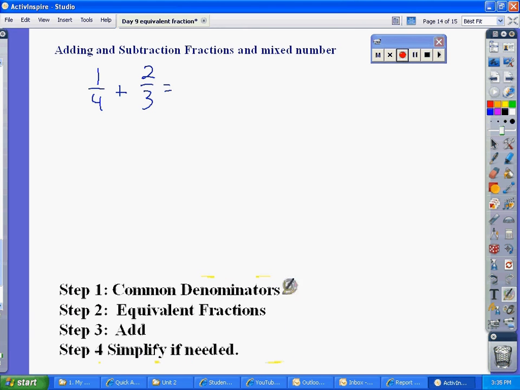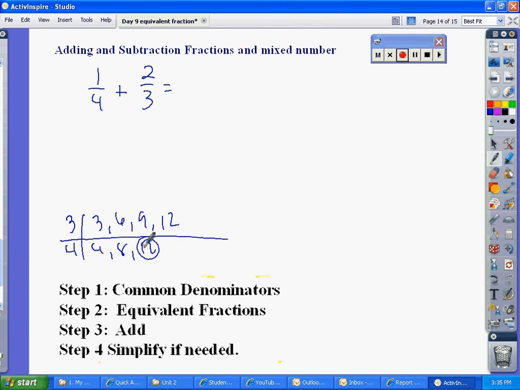All right, our first step would be to find a common denominator. What we've talked about in class is making a T-chart sideways. Find the common multiples of 4 and 3. So our common denominator is 12.